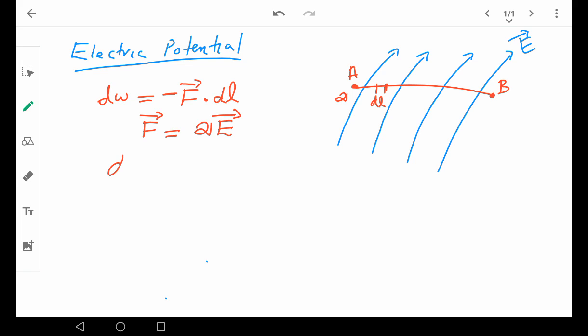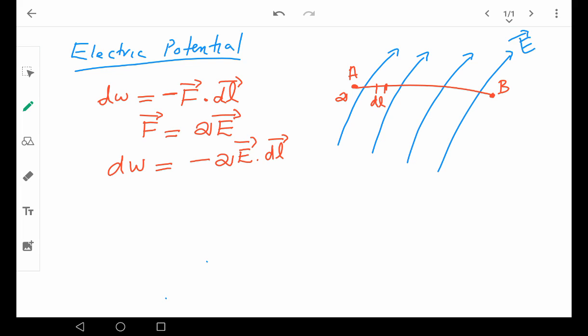So you can write dW, the small elemental work that you have to do for moving the charge through an elemental length dl, is given by minus Q E dot dl, where dl is an elemental length vector. The work is not a vector because it is the dot product of two vectors. Now if you want to know the work done for moving the charge from A to B, you have to take the integral along the whole length from A to B.